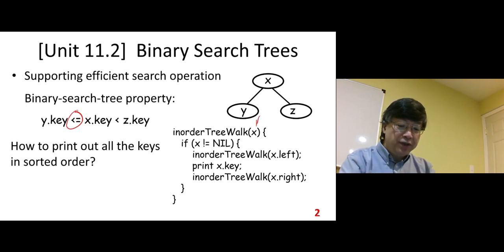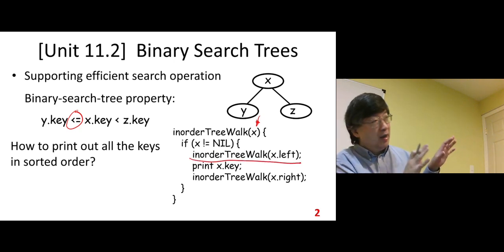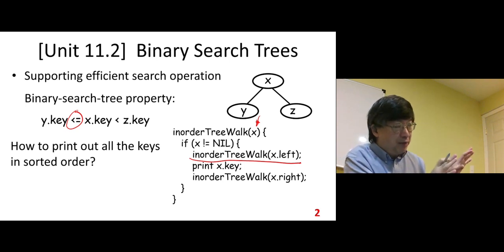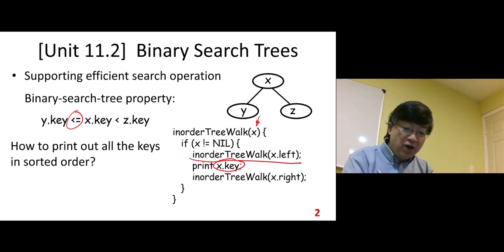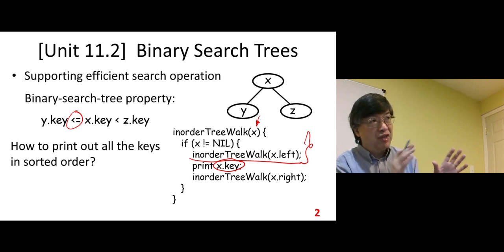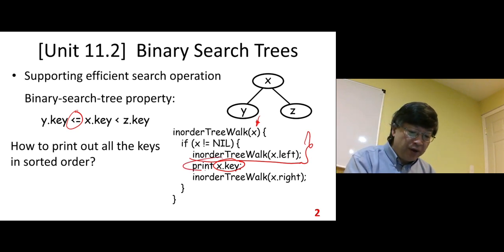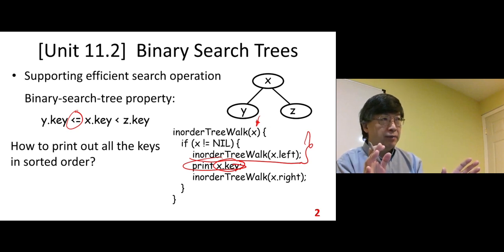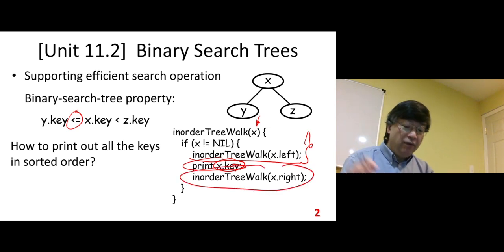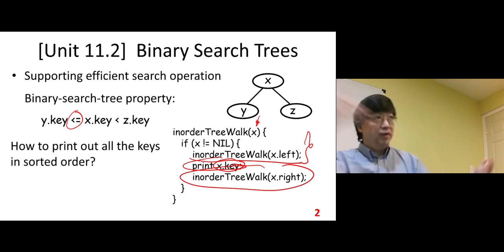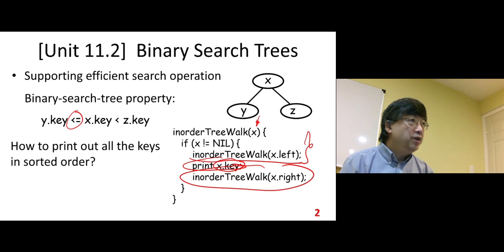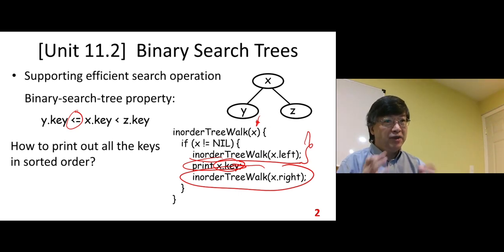So if the current node is not null, then you process all the nodes in the left subtree, because all the keys in the left subtree should be less than or equal to the current key at the current node. So that's why you complete processing all the nodes in the left subtree. Then you print the current key. Then go to the right subtree. Then you get all the keys in ascending order. So very simple application.